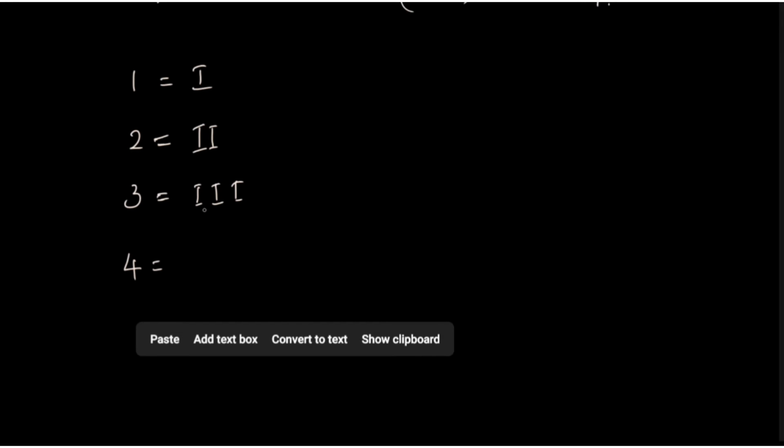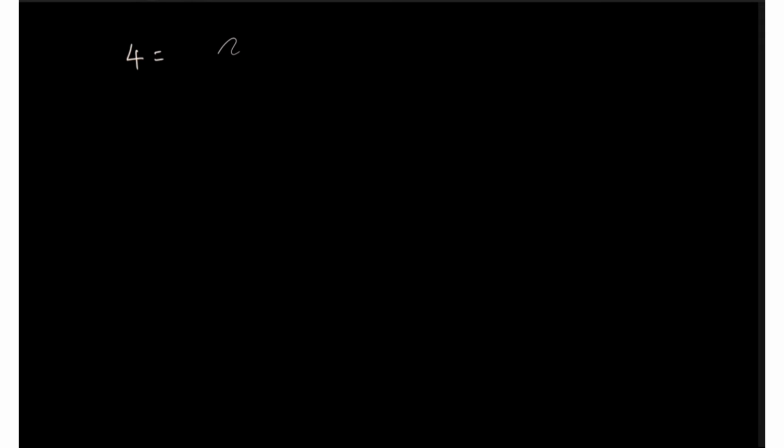So now 4 is equal to, we already know the letter corresponding to 5 is V. So we can represent V equal to 5, and then 4 equal to 5 minus 1. So we can write 4 as V subtracting I from V. So subtraction is just writing to the left of the bigger number. So 4 equal to IV.